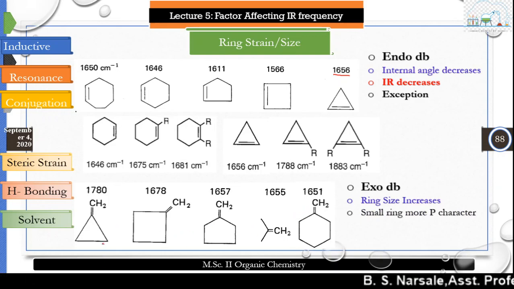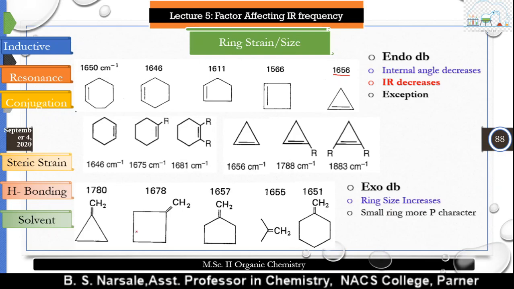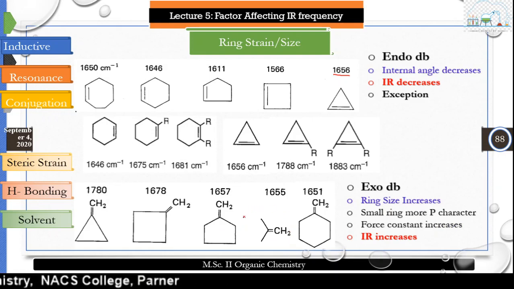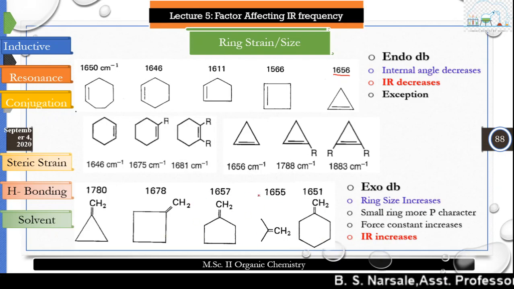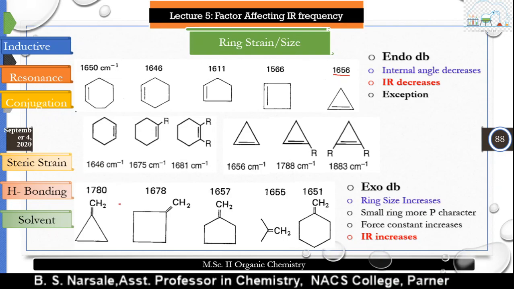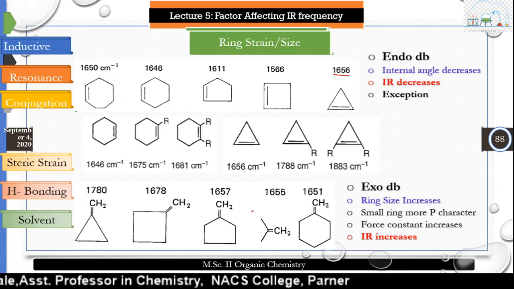What happens? The p character will be the maximum in this small ring, and this p character decreases as ring size increases. Therefore the force constant will increase, and as the force constant increases, we observe that there is an increase in the value. That means the stretching frequency will be higher for the 3-membered ring as compared to the 6-membered ring.